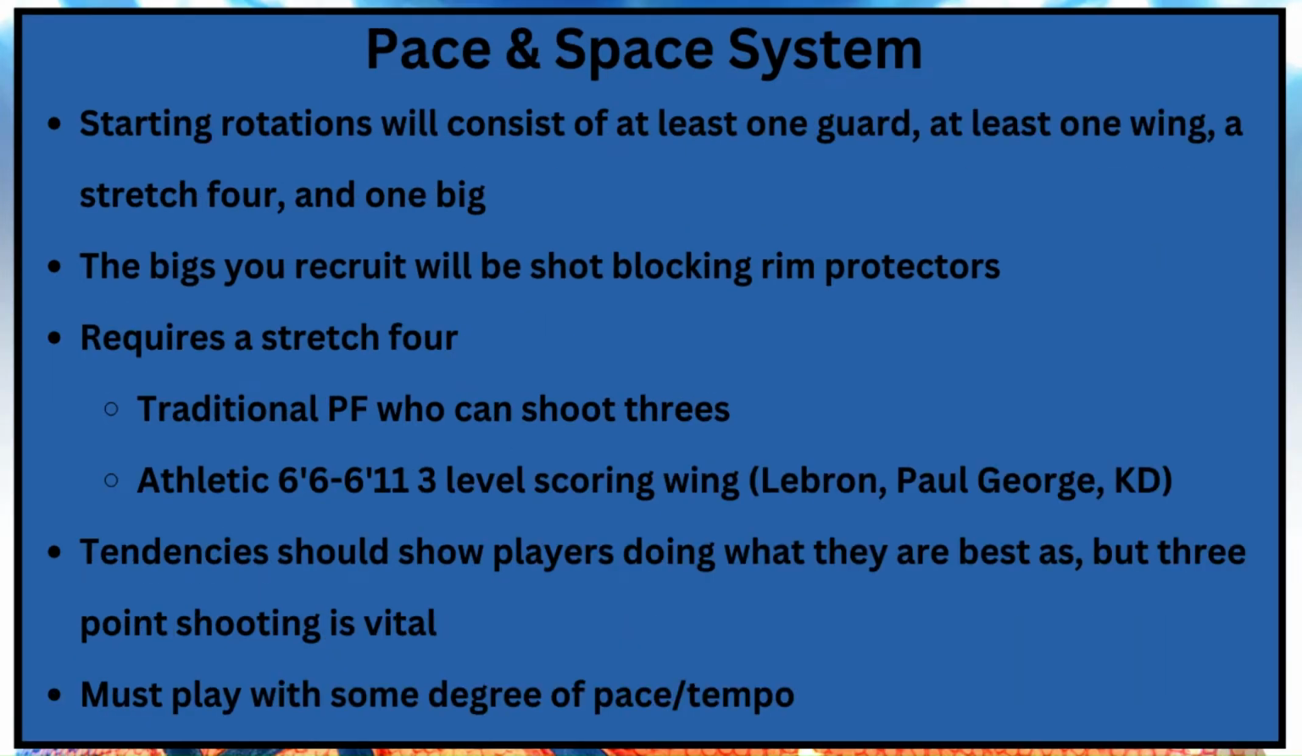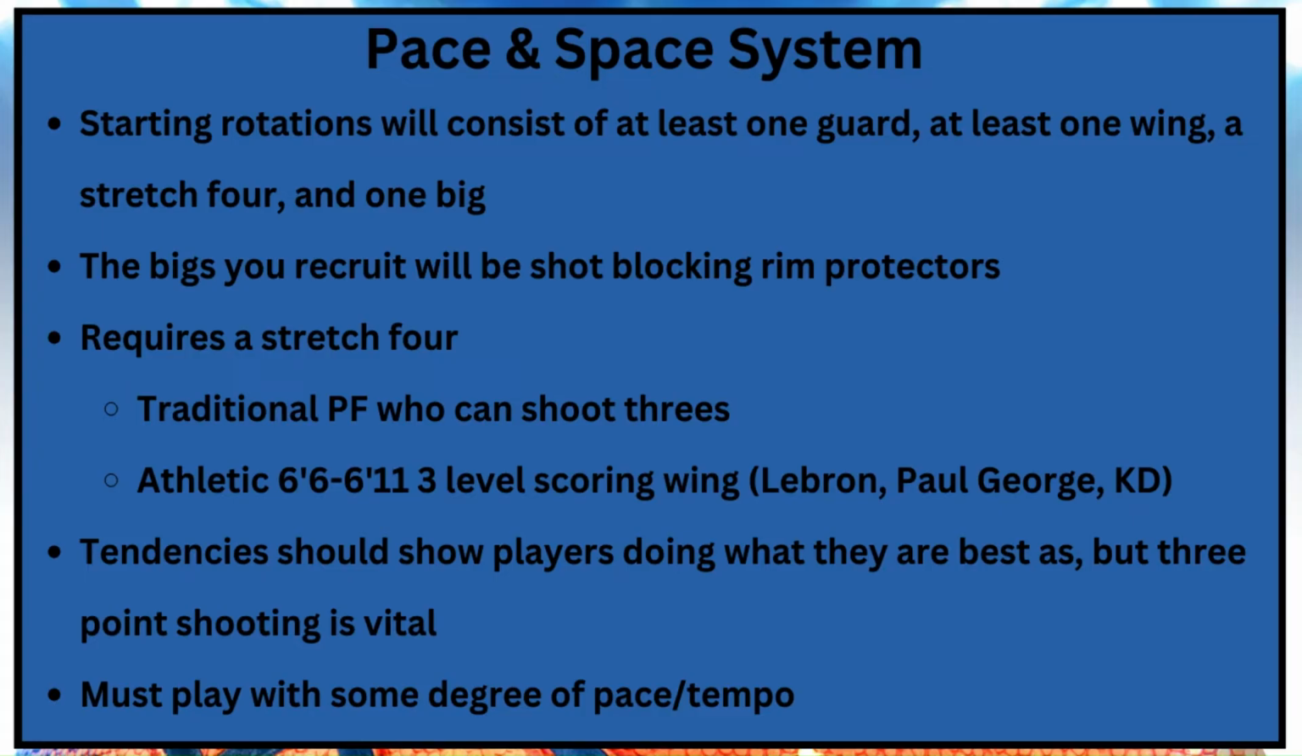The next system is going to be pace and space. The role of the big in this system is going to be the same, but here you don't necessarily need 4 shooters, but you will want to have at least one player be a stretch 4 in some type of context. The context of that stretch 4 I prefer is what I call the baby Bron type of player. So think of LeBron earlier in his career.